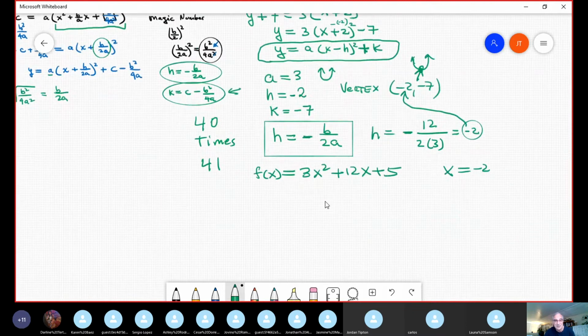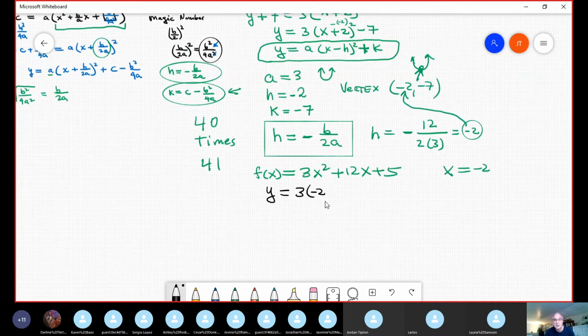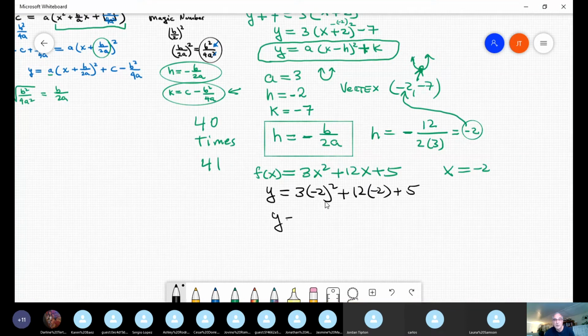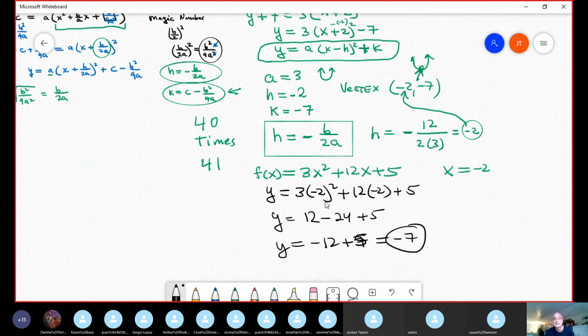So y, f of x, y, it doesn't matter. It's the same. Y is equal to 3 times negative 2 squared plus 12 times negative 2 plus 5. Negative 2 squared is 4, times 3 is 12, positive 12. This is minus 24 plus 5. 12 minus 24 is minus 12, plus 5 is negative 7. And we get exactly the same answer.